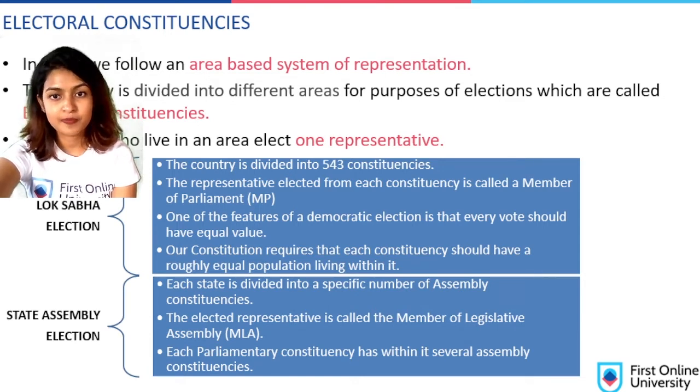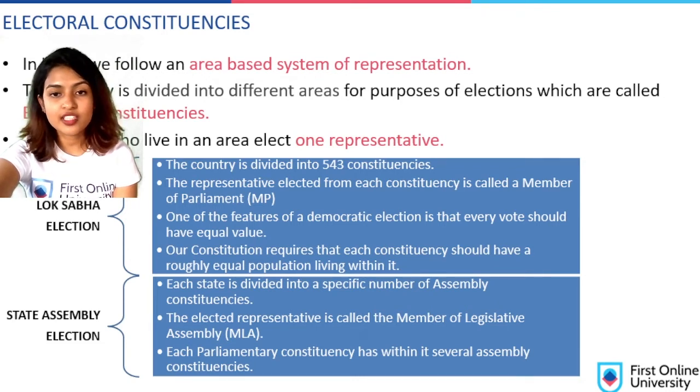at the Lok Sabha. One of the features of a democratic election is that every vote should have equal value. So our constitution requires that each constituency should have a roughly equal population living within it. For the members of parliament represented at the Lok Sabha election, this is where universal adult franchise comes into the picture.